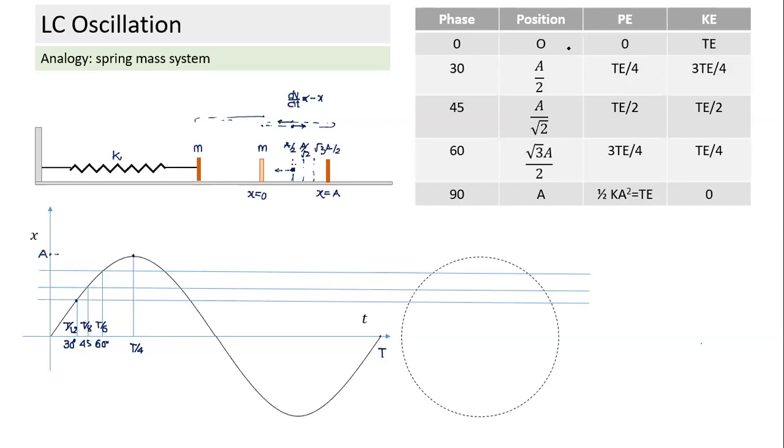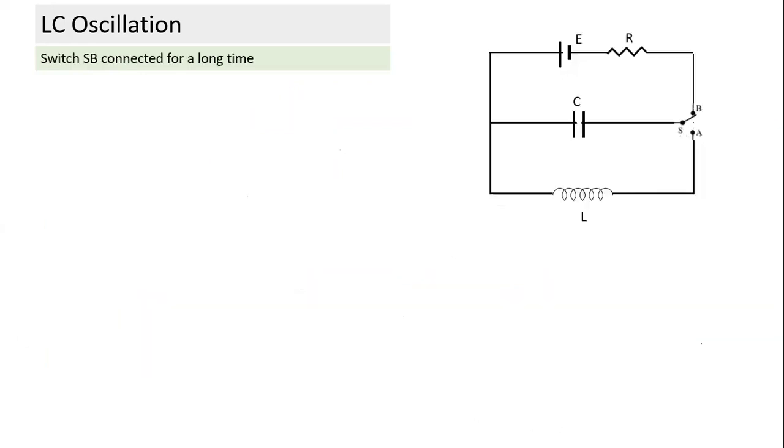So here what we notice: 0 potential energy, 100% kinetic energy. Here 1/4 potential energy, 3/4 kinetic energy. Then 50%, 50%. This is 3/4 and 1/4, and this is 100% potential and 0 kinetic. So this is how energy transfer takes place in case of SHM, and these are the key elements of SHM. Okay, now we may come to how we set up LC oscillation.